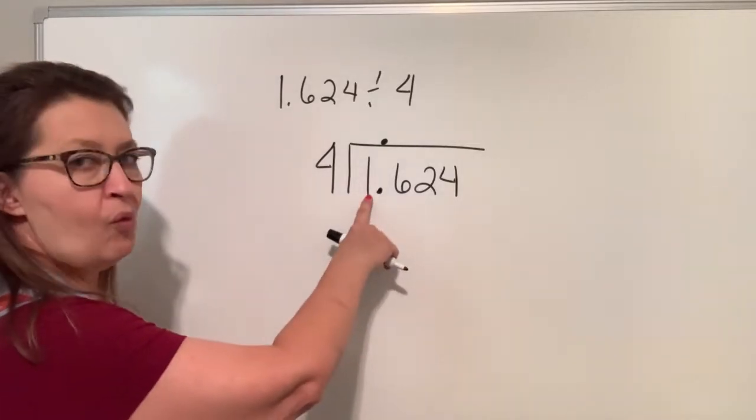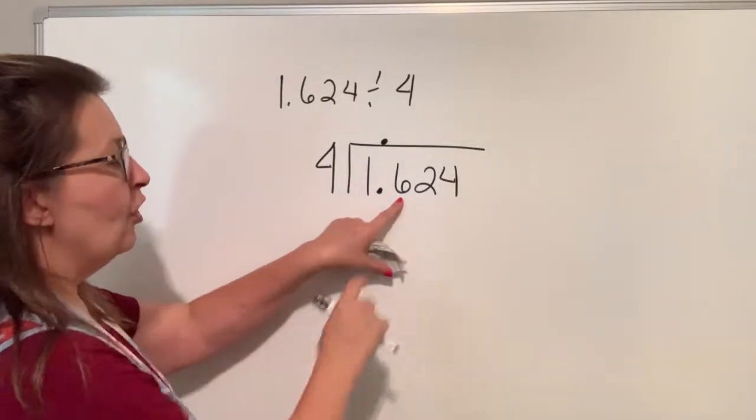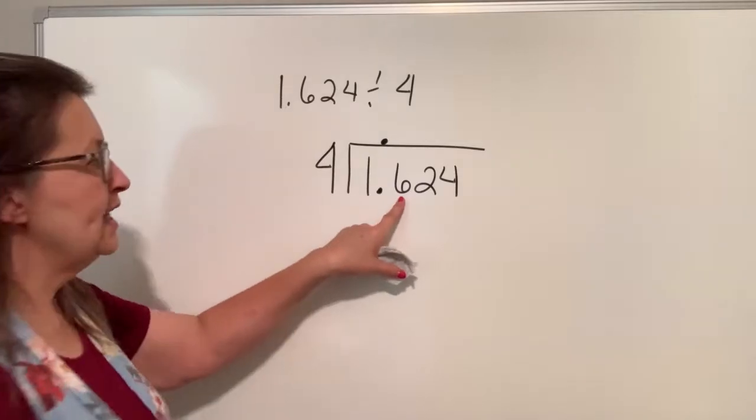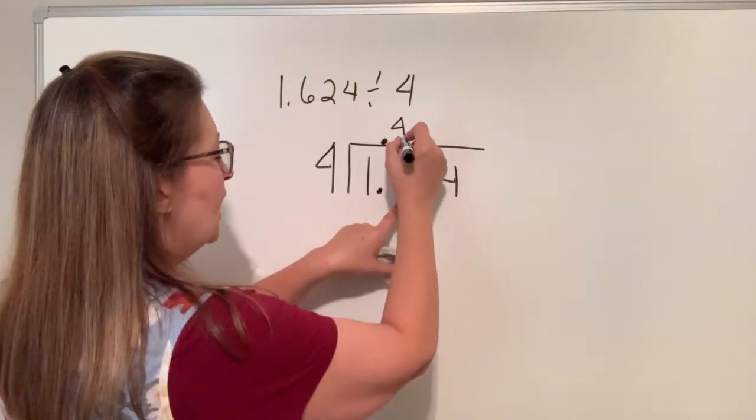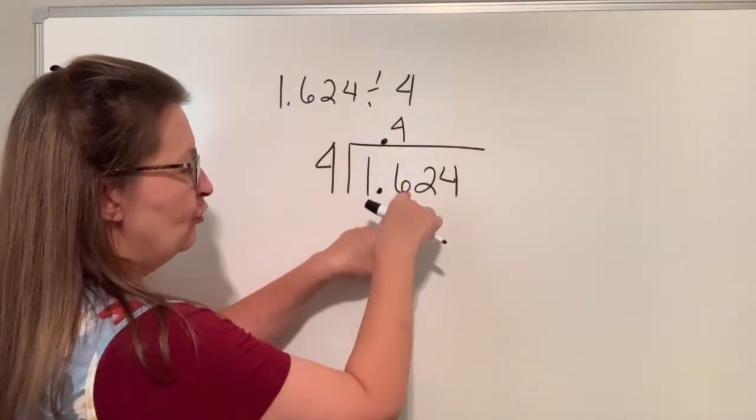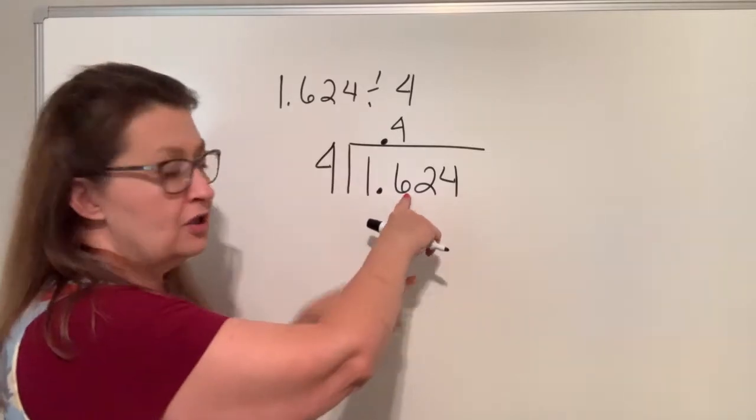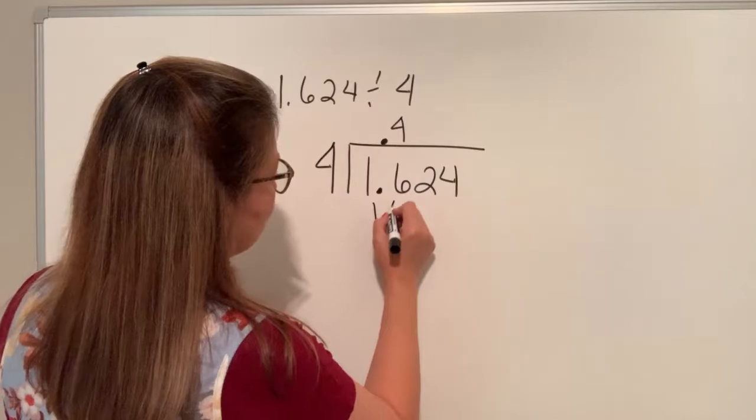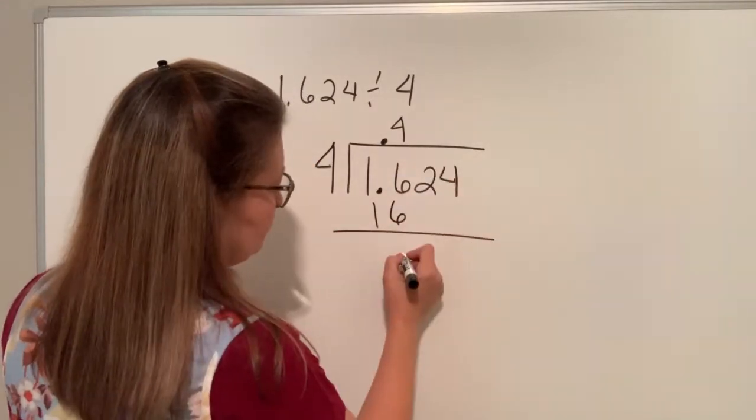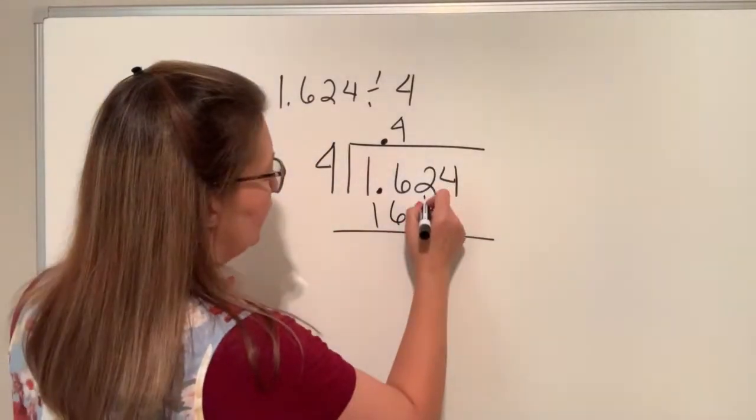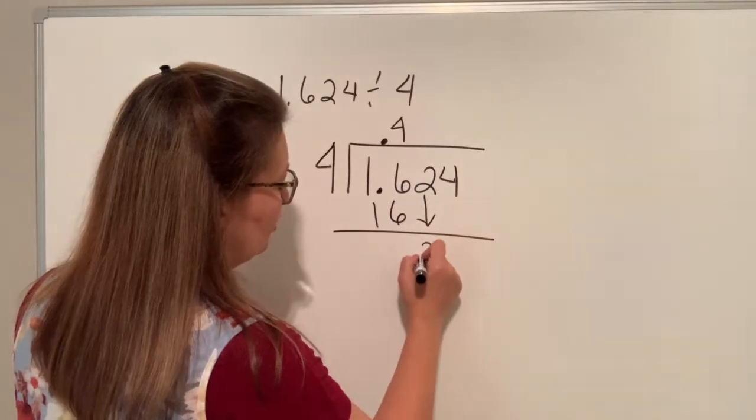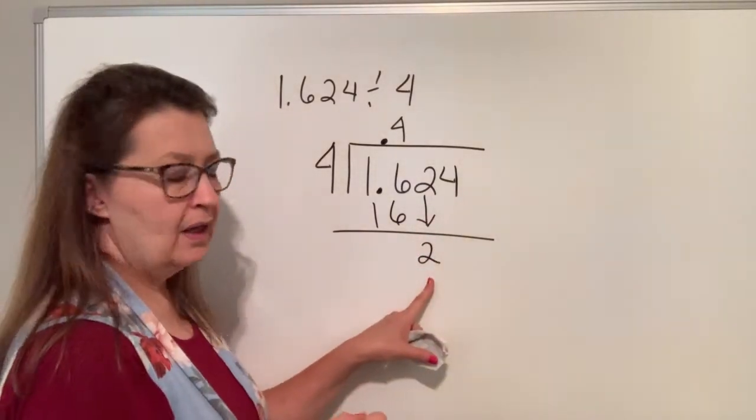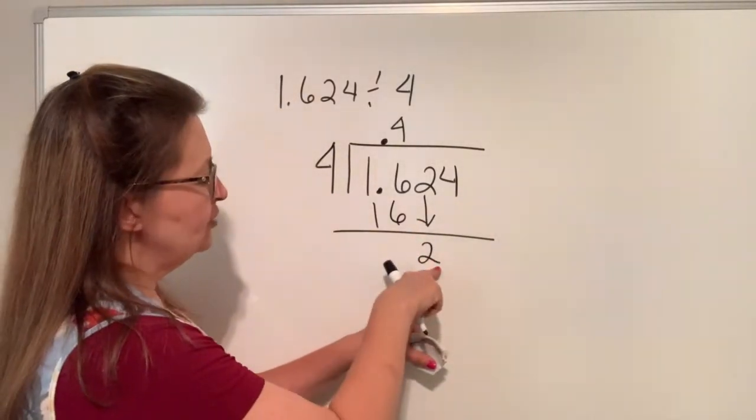4 won't go into 1, so I'm going to have to move on over. 4 will go into 16 4 times. Now remember, you put your number over the last digit that you're using. Now stick it over here. All right, multiply. 4 times 4 is 16. I'm going to subtract and get 0. Then you want to bring down your next number, 2. Okay? You ask yourself, will 4 go into 2?